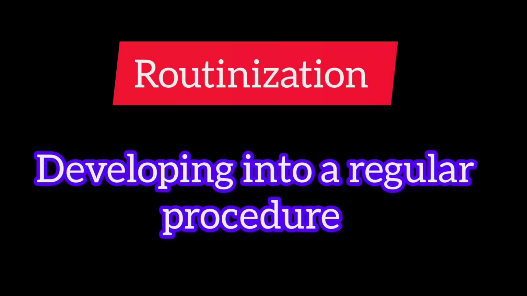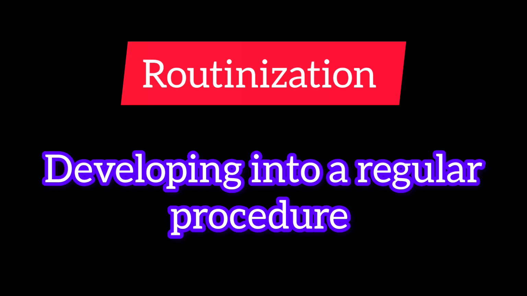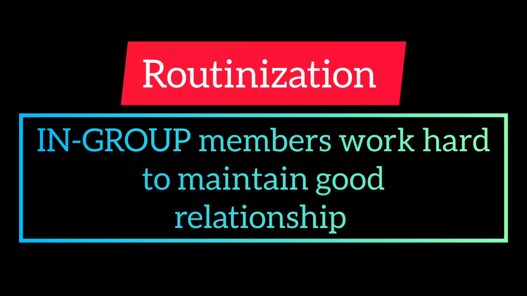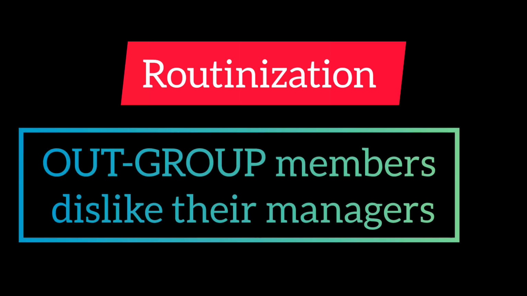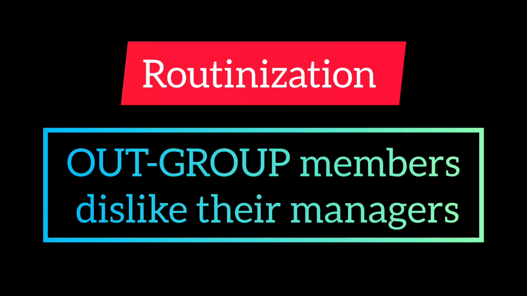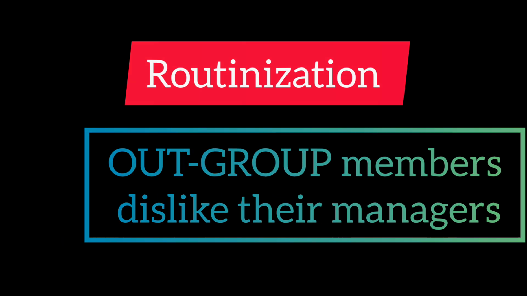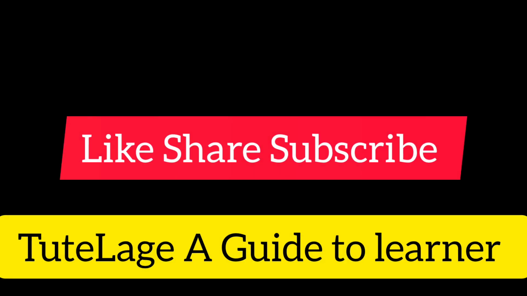So now going to the third stage, that is routinization. So in-group members work hard to maintain a good opinion of their managers by showing trust, respect, patience, persistence, but out-group members dislike their managers. So what is the meaning of routinization? So basically, routinization helps to develop into a regular procedure. When a routine is established, it requires hard work to maintain good opinions by their manager. On the other hand, out-group members dislike their managers. That is called routinization.